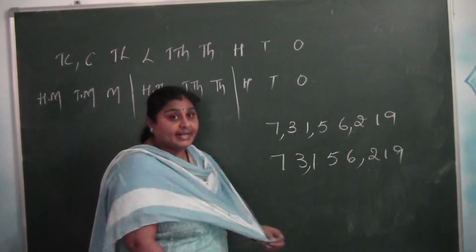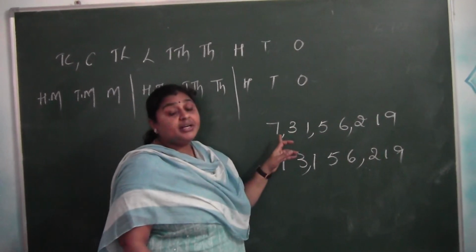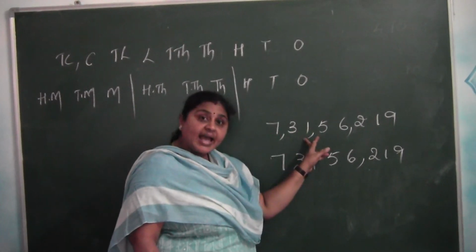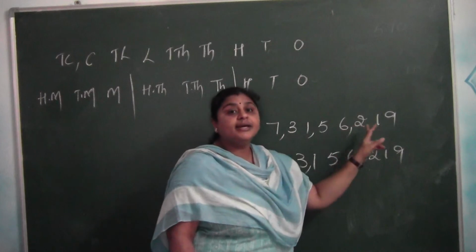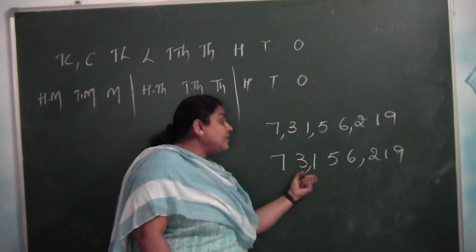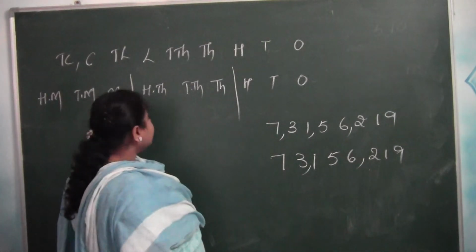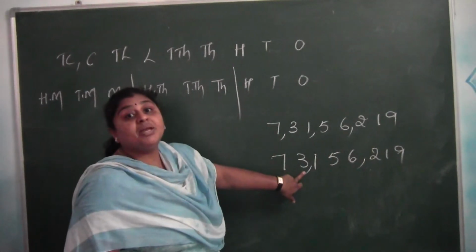So this is the difference when you are separating the periods with commas. Then how do you read it? How do you read it in the Indian system? 7 crores, 31 lakhs, 56,290. Then how about this one? Now see how I am reading it. It is 73 millions.